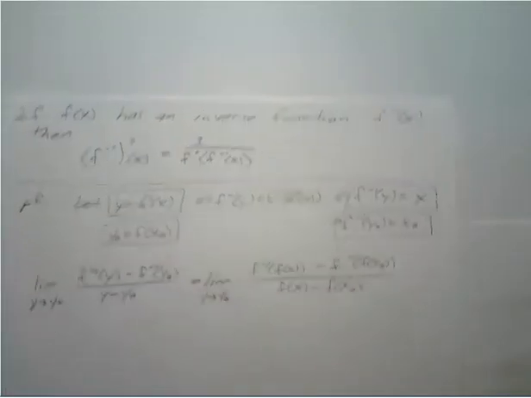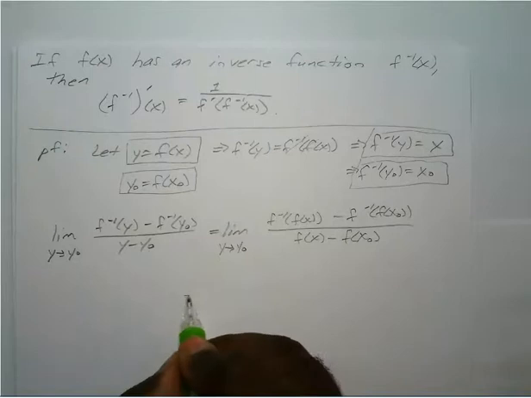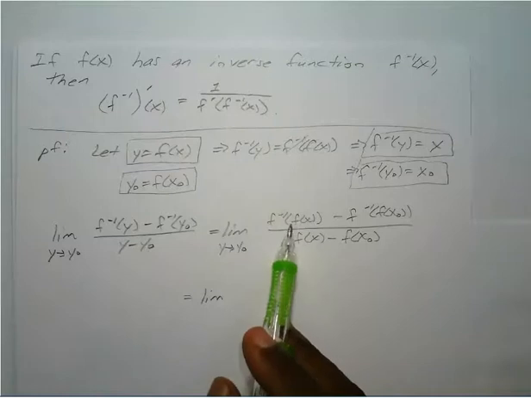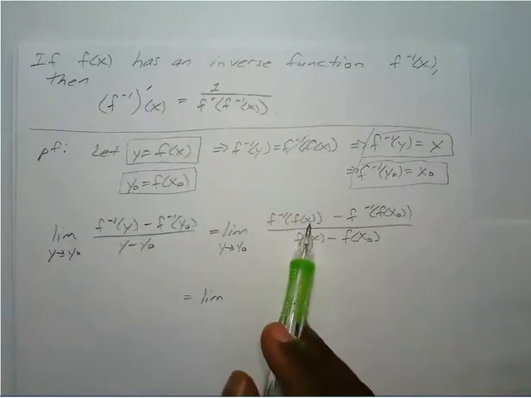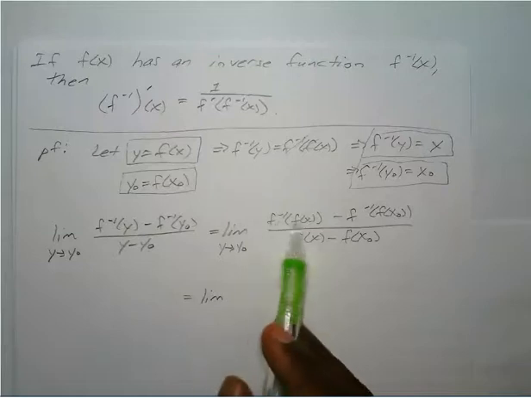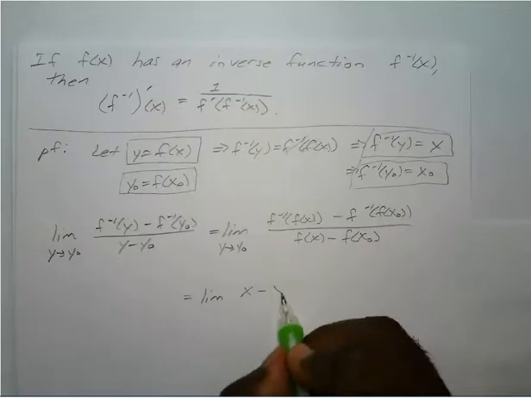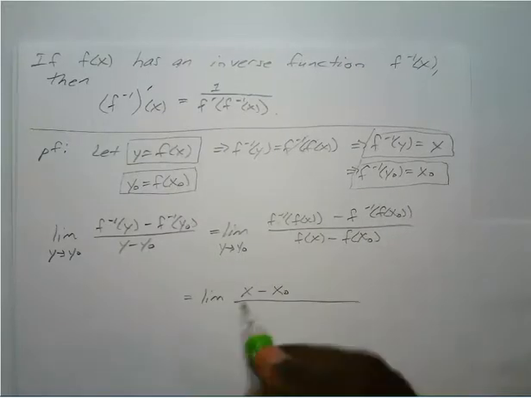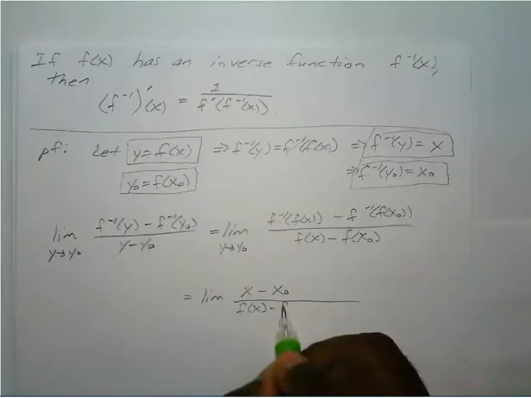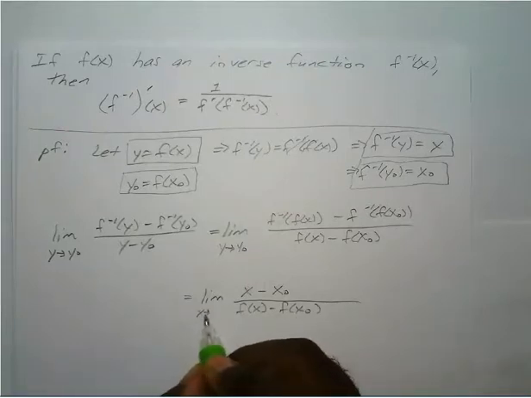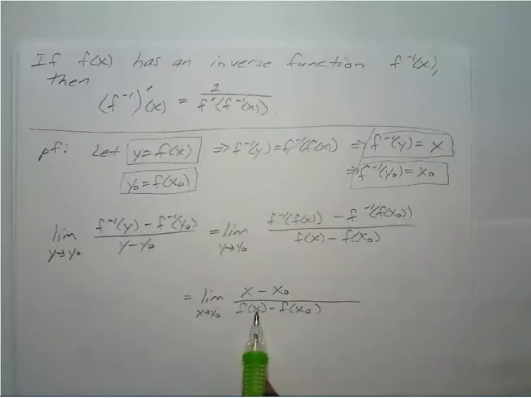So let me move this up a little bit. We have our limit, and we see here f inverse of a function. Those two cancel out, so you're just left with x. So x minus x sub 0, all over f of x minus f of x sub 0. But in this case, it's as your x approaches x sub 0, because if x is equal to x sub 0, you just have 0 in your denominator, which you can't have.